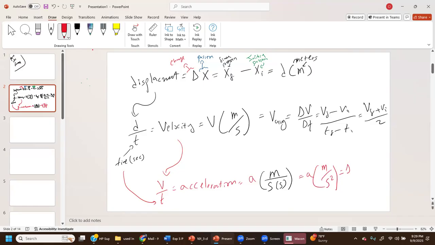And it's your change of velocity over your change of time, which is your V final minus your V initial divided by T final minus T initial. If you start from 0, that means your T final is going to equal T, which basically means that your acceleration is going to equal your change of velocity over T.